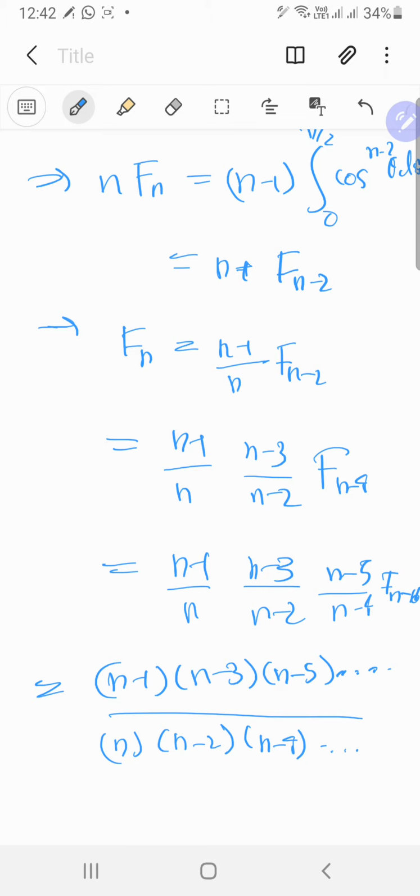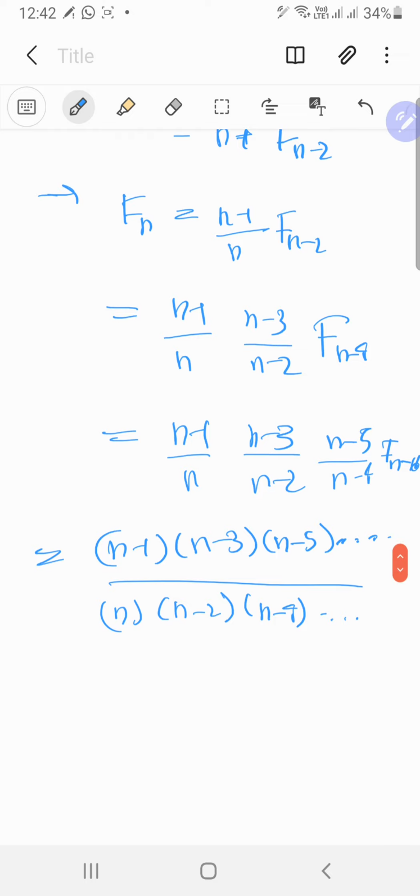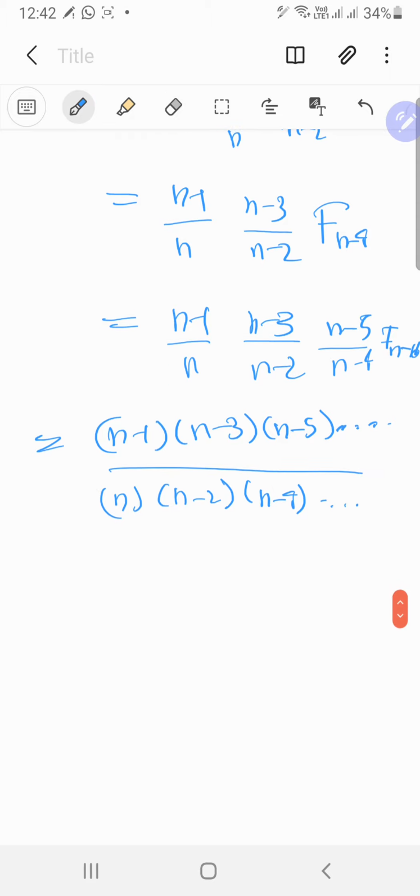So where is this going to stop? It will either stop at f2 or at f1. Let's just take two cases. Now we need to find what f2 and f1 are going to be.